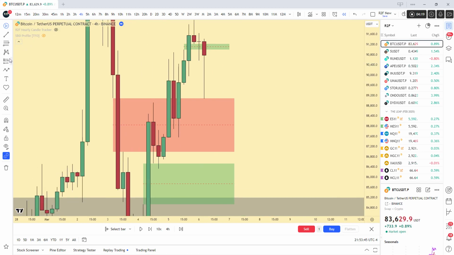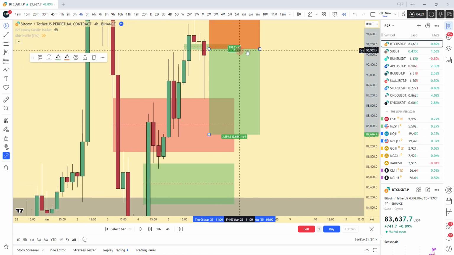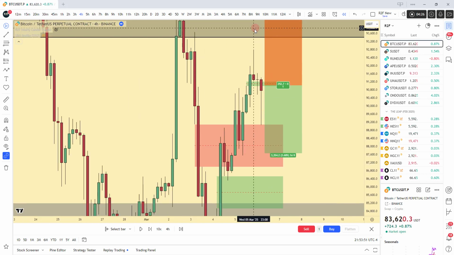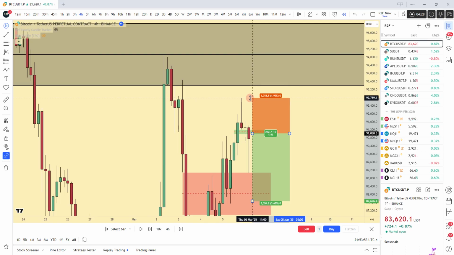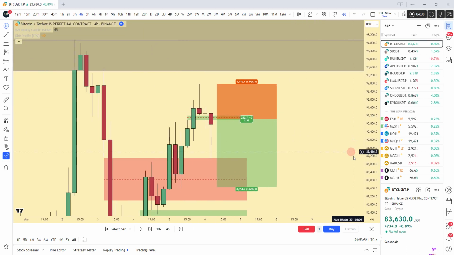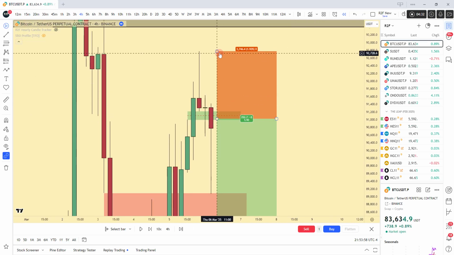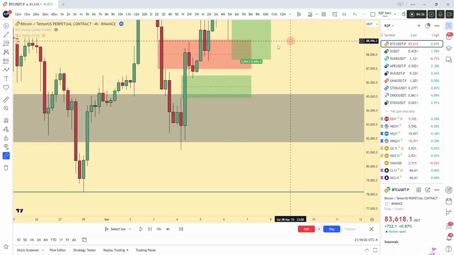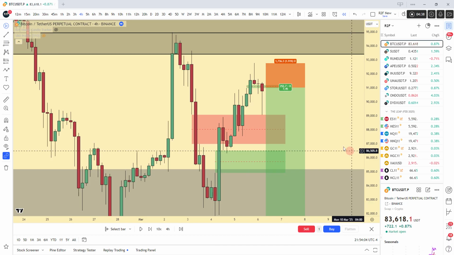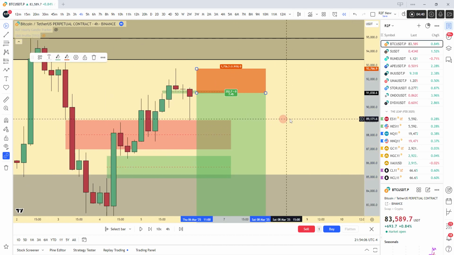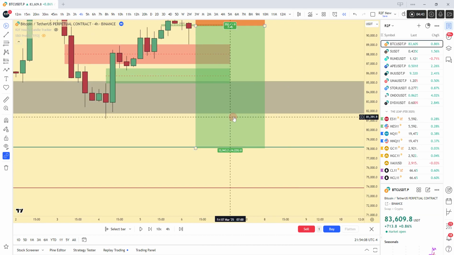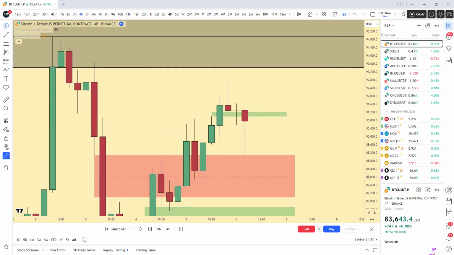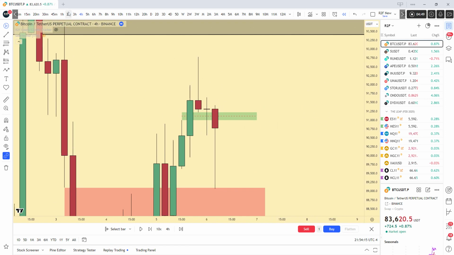Getting in on such a, getting in like that. Even the high of the PD array, but I don't be too silly. Even targeting that's already 7R, which is a lot on Bitcoin. That's a 14% move, a decent move. Let's see what this looks like on a lower time frame.